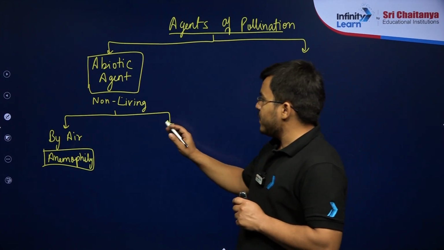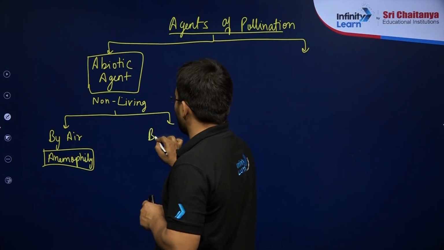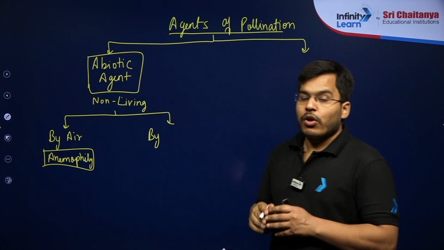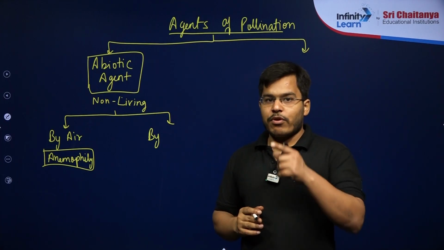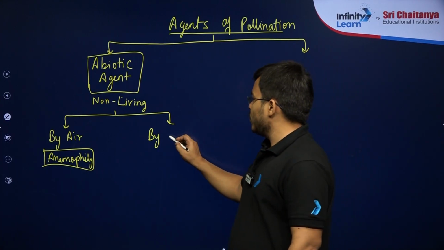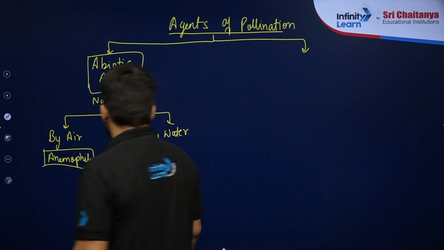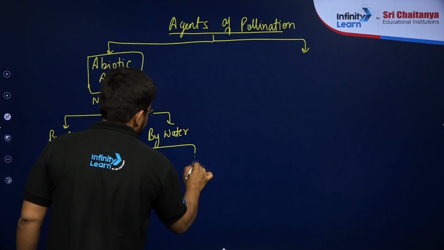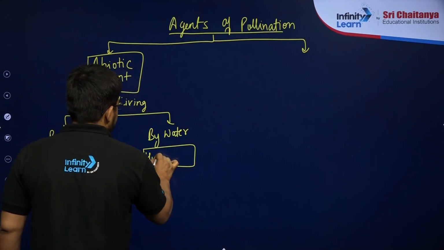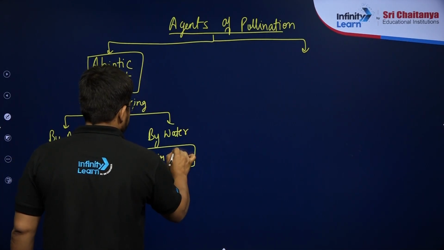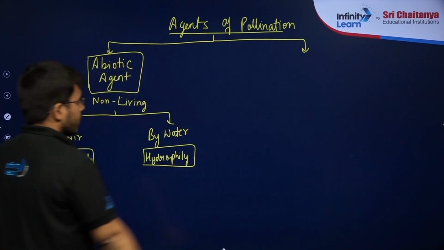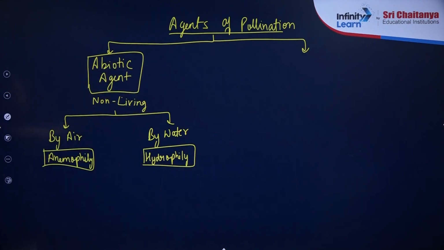Next students can be the case of water. So here water will be carrying pollen grains from one plant to other plant. So by water, if pollination is occurring, we will be calling this particular pollination as your hydrophily. So students, agents of pollination, first is abiotic. It means your non-living agents, that can be by air anemophily and by water hydrophily.